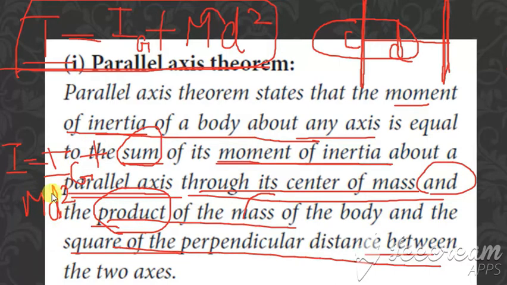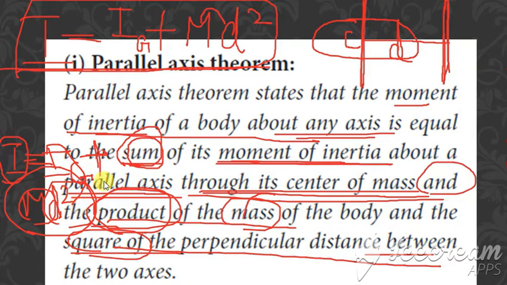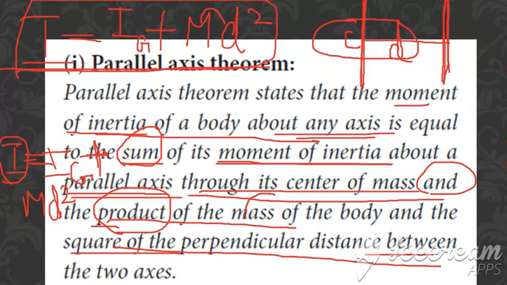Here I is the moment of inertia about any axis, and that is equal to the sum of two terms, which is why we have written plus. First, the moment of inertia which is passing through its center of mass, and second, the product of mass and square of the distance. That is the parallel axis theorem. Make it clear with this statement. This theorem is very very important.